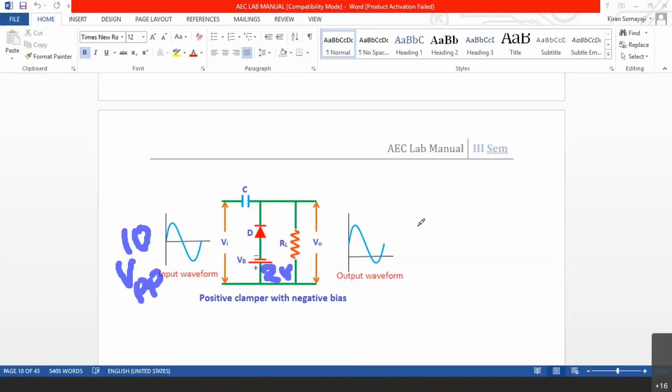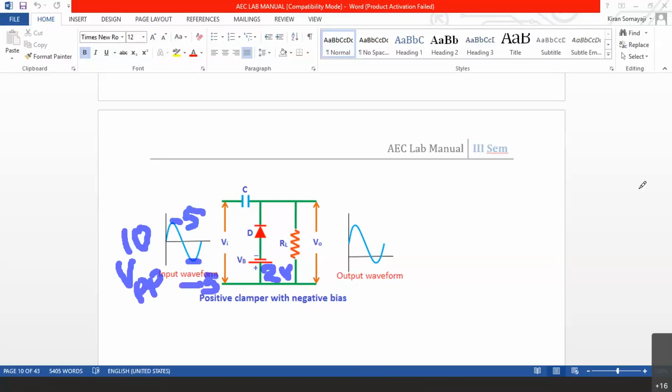Can any of you tell me? Now, 10 volts peak to peak. That means this peak is now 5, and this peak is minus 5.